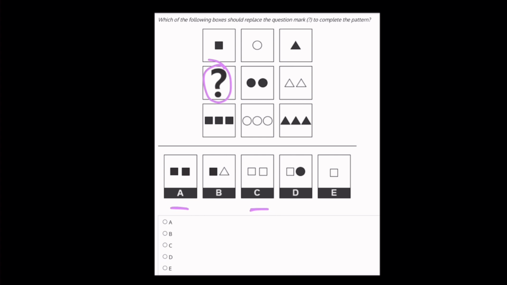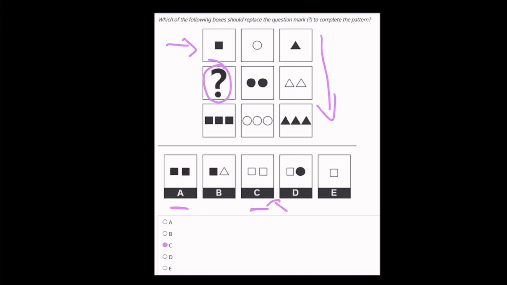So when we look at our matrix, we notice that the shapes are shifting black or white every other across the rows and down the columns. So since the question mark box has black shapes on either side of it down the column and next to it in its row, we should expect that it should be 2 white squares. So that's going to be our correct answer for this question, which is answer choice C with the 2 white squares.